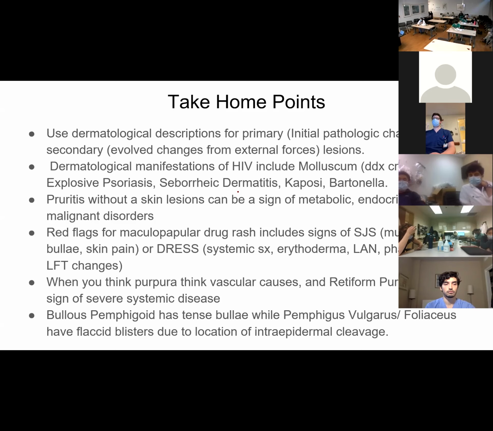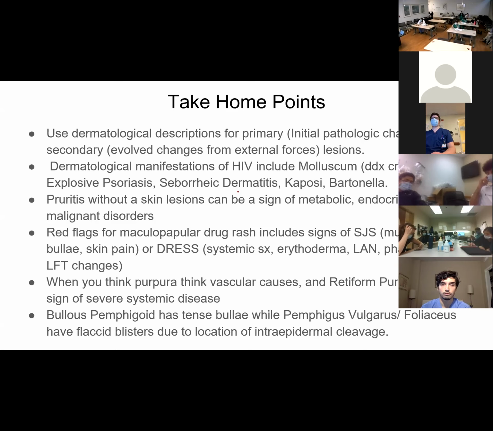Any pruritus without a skin lesion can be a sign of metabolic or endocrine disorders like hypothyroidism, or even lymphoma. And anytime you're looking at a maculopapular drug rash, always look for those red flags, right? That's going to change your differential and change your management. So look for mucositis, bullae, and skin pain for SJS. And for DRESS, look for systemic symptoms: erythroderma, lymphadenopathy, pharyngitis, LFT changes.